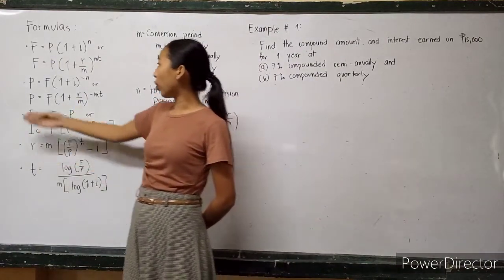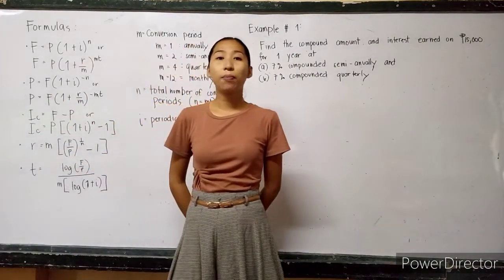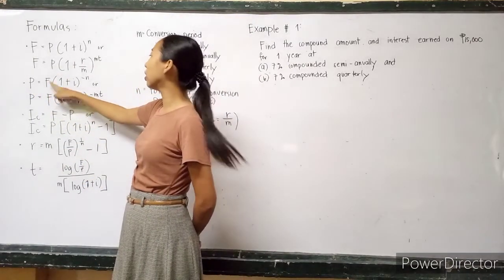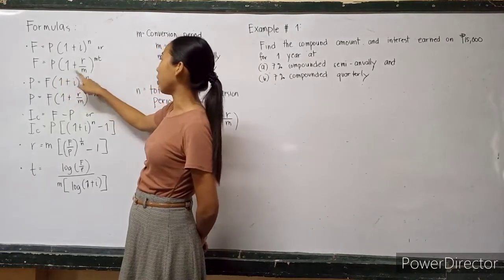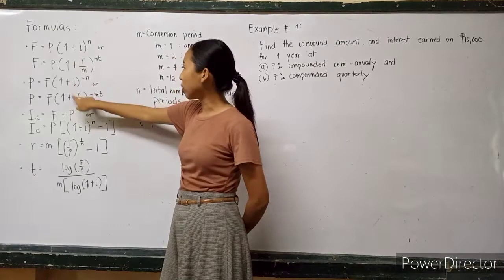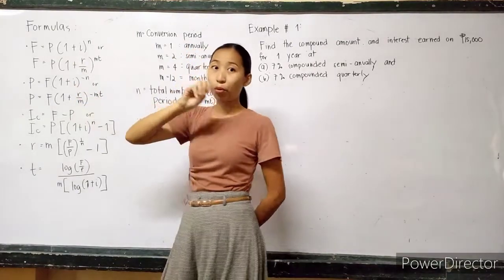How about our second formula? Now we have these formulas for finding the principal. P is equal to F or compound amount multiplied by 1 plus I raised to the power of negative N. Kung atong makita diri, tanawa siya, gi-extend or gi-bungkag lang nimo siya.